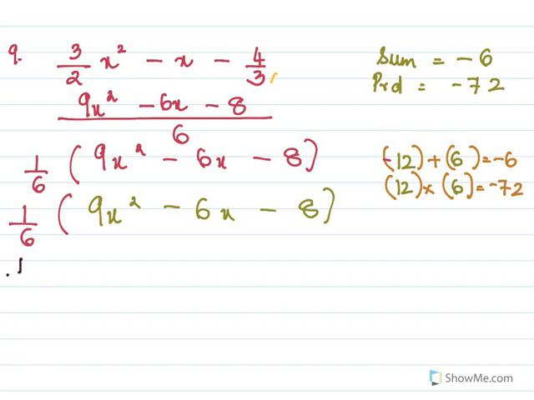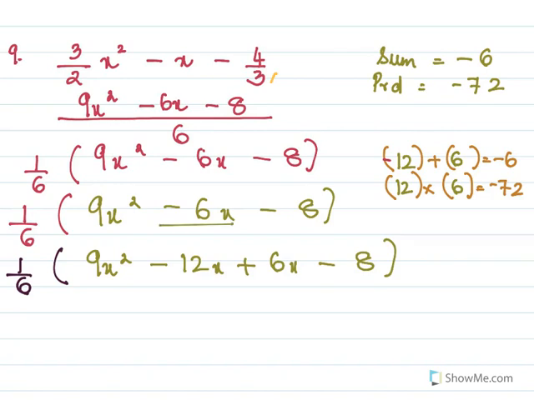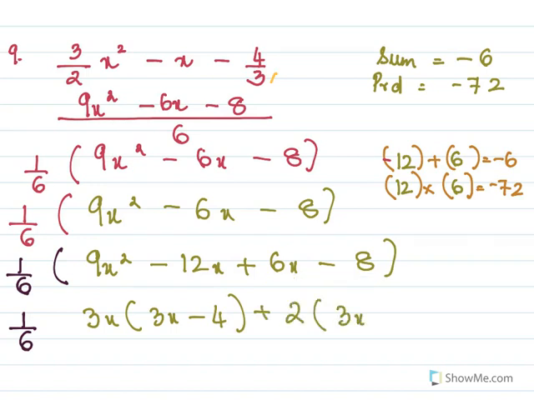So for the next step, we do 1 by 6 here. We'll do 9x square. We need to split minus 6x. To split it, we'll write minus 12x plus 6x minus 8. So minus 6x, we have split it into minus 12 plus 6. Now we write 1 by 6, let's write it here. Take common out from these two, and the common out here will be 3x. So what remains here is 3x minus 4. Here you see common out will be plus 2. What remains? 3x minus 4. 1 by 6, you just write it here.